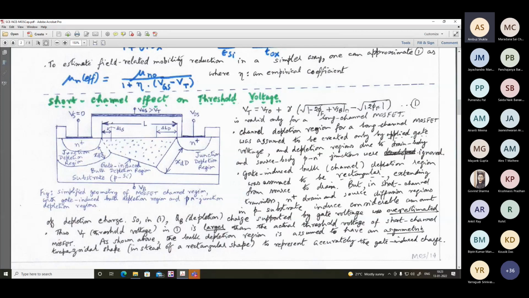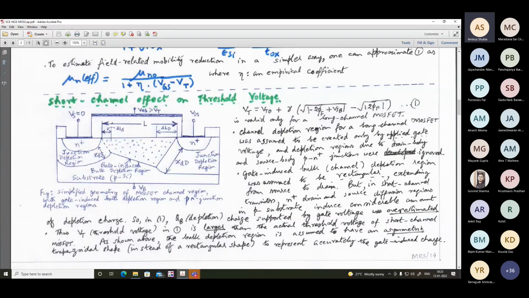First of all, consider this expression, namely Vt. The generalized Vt equals the zero bias threshold voltage plus gamma, where gamma is the body bias coefficient or substrate bias coefficient, as all of you remember, and the expression for gamma, I believe all of you remember, that is root over 2q into Na into epsilon Si, into 2 phi f divided by Cox. And this 2 phi f again is the electrostatic Fermi potential of the p-type substrate, and VSB is the source to body voltage. This is the general expression. Now this is valid only for a long channel MOSFET.